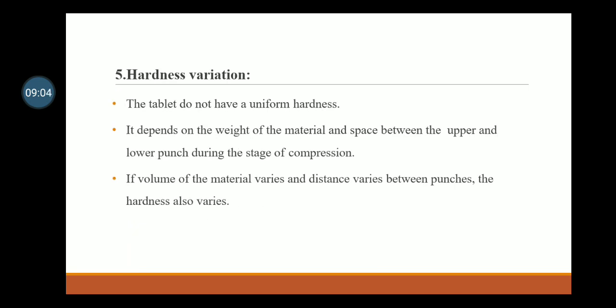Fifth, hardness variation. The tablets do not have a uniform hardness. It depends on the weight of the material and the space between the upper and lower punch during the stage of compression. If the volume of the material varies and the distance varies between the punches, the hardness also varies.